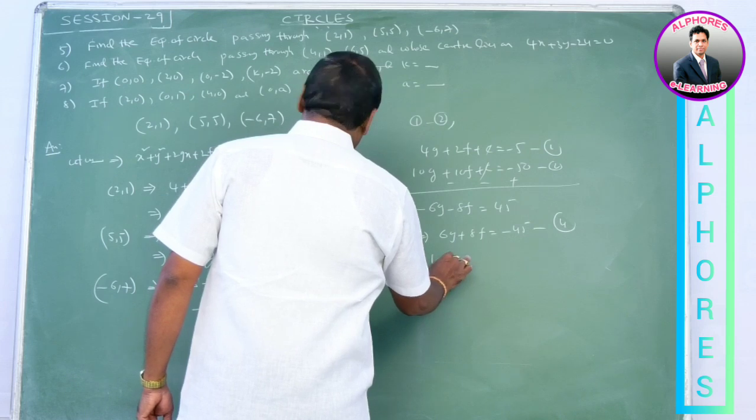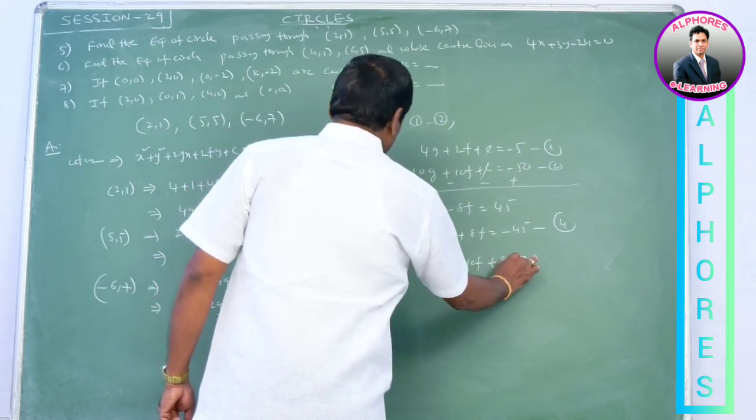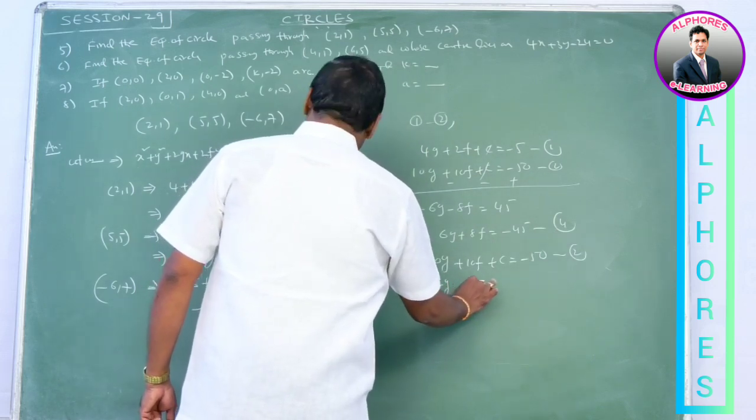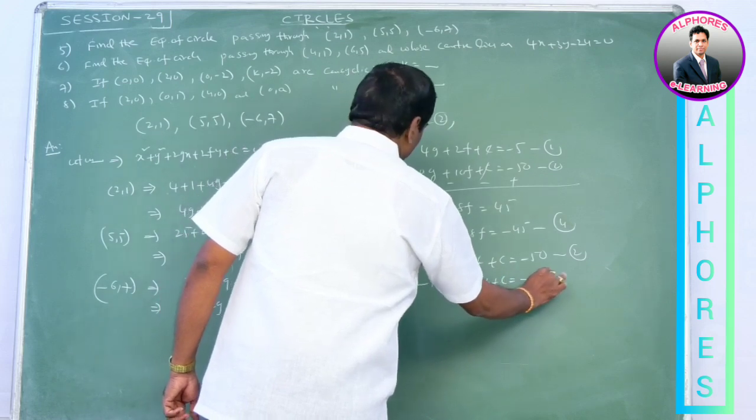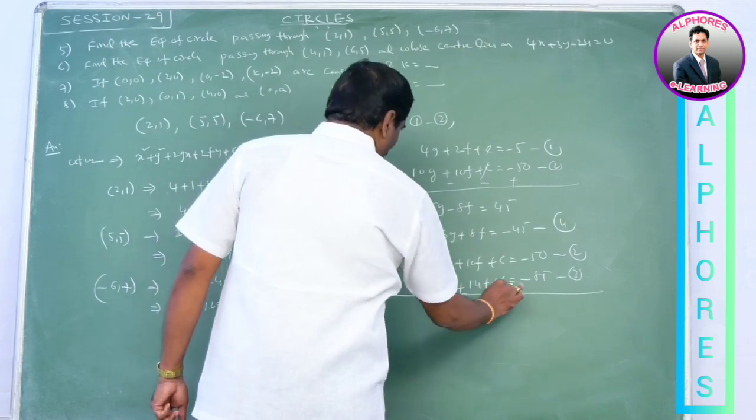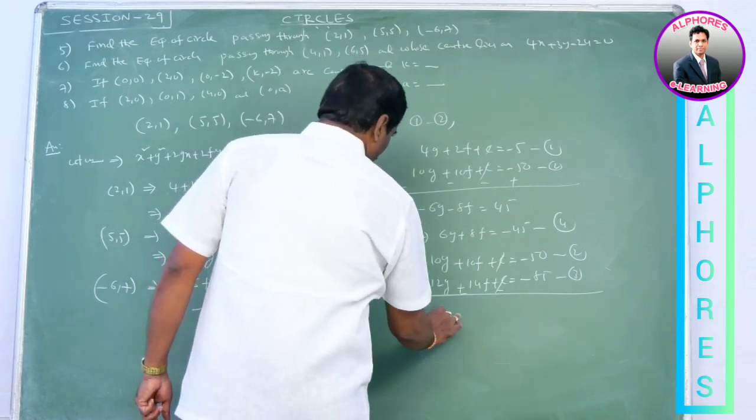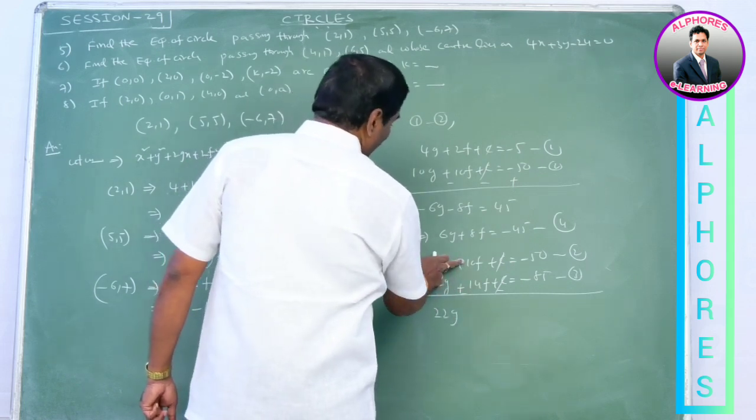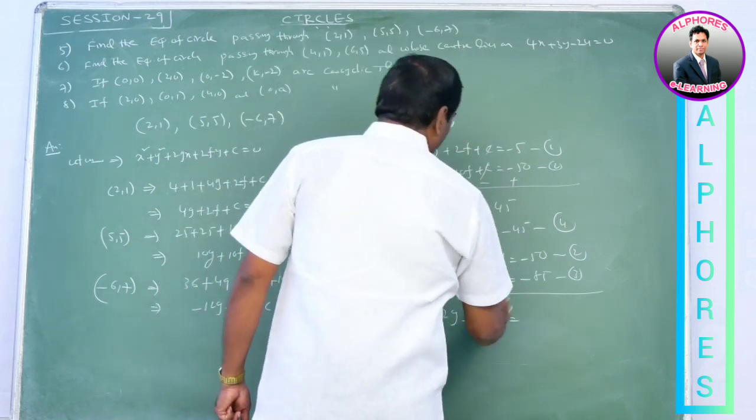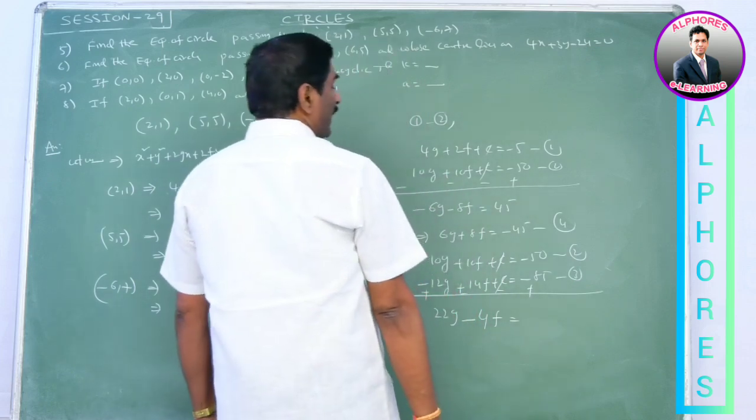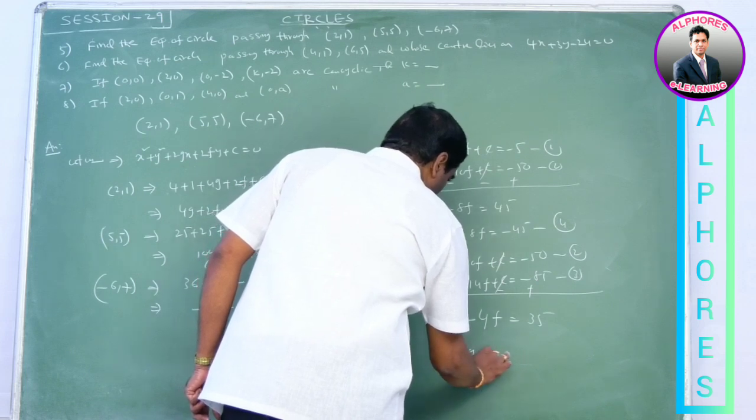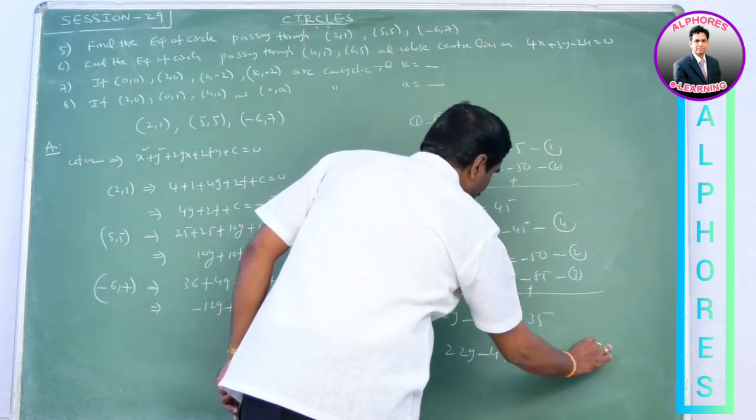By subtracting 2 and 3: 10G plus 10F plus C is equal to minus 50, and minus 12G plus 14F plus C is equal to minus 85. By subtracting these values, C cancels. 10G plus 12G means 22G. Next, 10F minus 14F means minus 4F, is equal to plus 85 minus 50, which means 35. So 22G minus 4F is equal to 35. It is equation number 5.